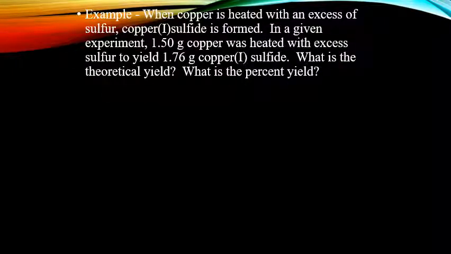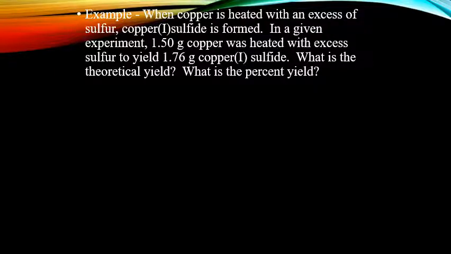So let's look at an example problem. When copper is heated with an excess of sulfur, copper 1 sulfide is formed. In a given experiment, 1.5 grams of copper was heated with excess sulfur to yield 1.76 grams of copper 1 sulfide. What is the theoretical yield and what is the percent yield?